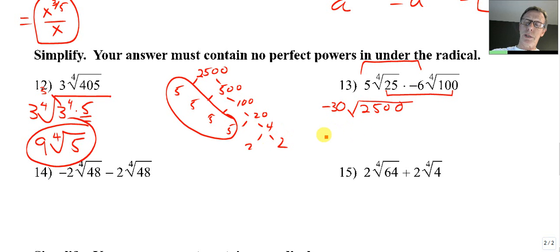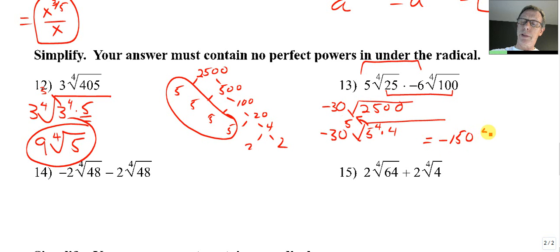So I can rewrite this as a negative 30 times 5 to the 4th times what I have left, 2 times 2. The 5 to the 4th will come out as a 5. And that 5 will multiply by that negative 30. So that would be a negative 150. And what I would have left underneath there is the 4th root of 4.